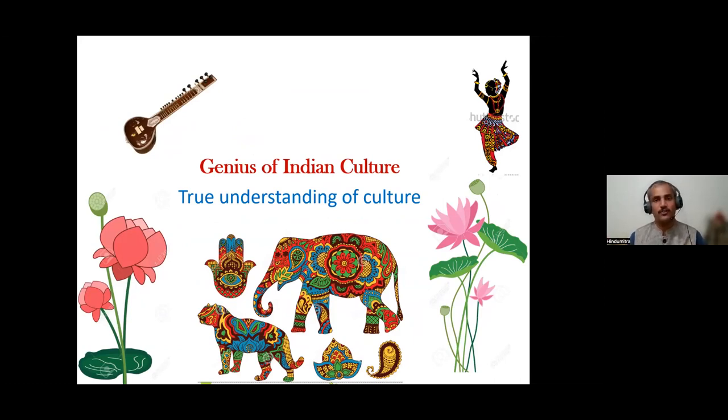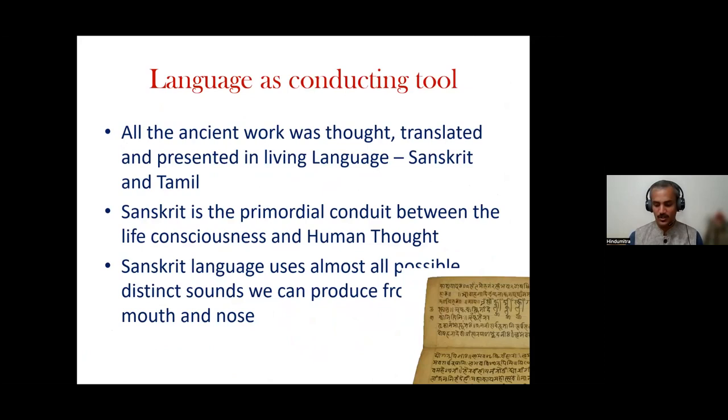every realm of our lives. So first is language. The ancient language we consider is Sanskrit. Sanskrit is considered the primordial conduit of life consciousness with human thought. That means there is no other language so fluid and vocabulary-rich that if we feel something in our heart, we can express it perfectly without losing any meaning. In Sanskrit, it is perfected in such a way.